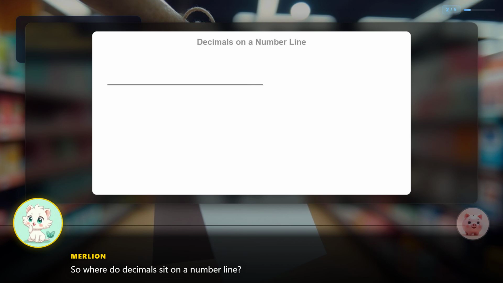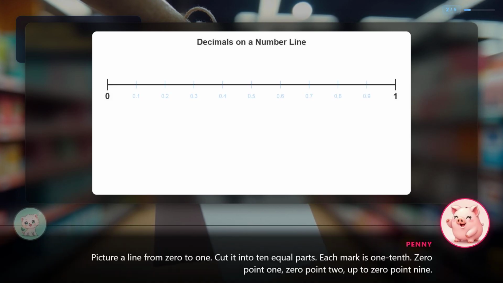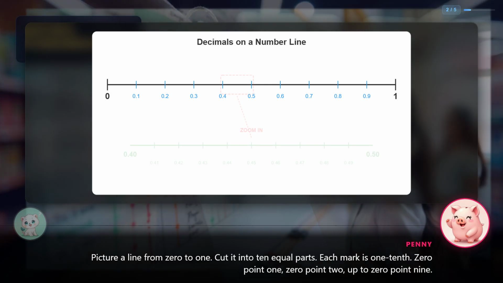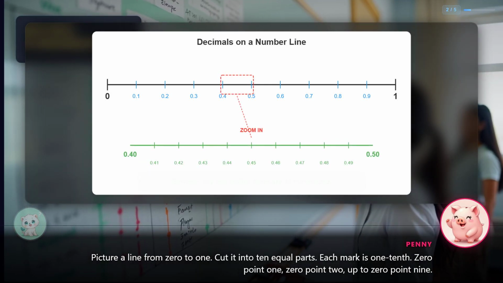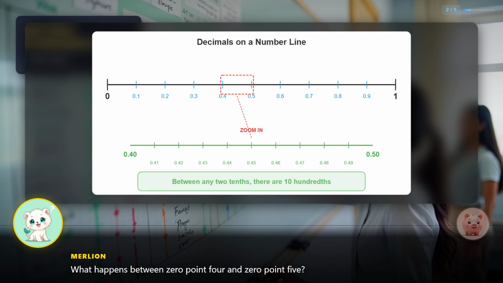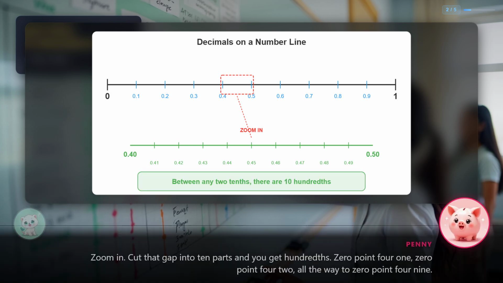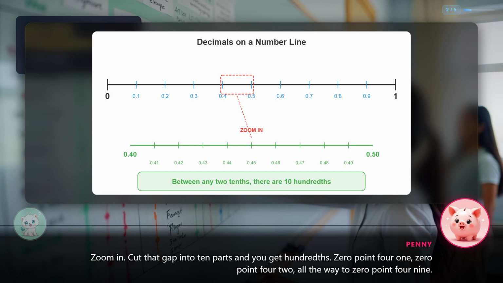So, where do decimals sit on a number line? Picture a line from 0 to 1. Cut it into 10 equal parts. Each mark is 1/10, 0.1, 0.2, up to 0.9. What happens between 0.4 and 0.5? Zoom in. Cut that gap into 10 parts and you get hundredths. 0.41, 0.42, all the way to 0.49.